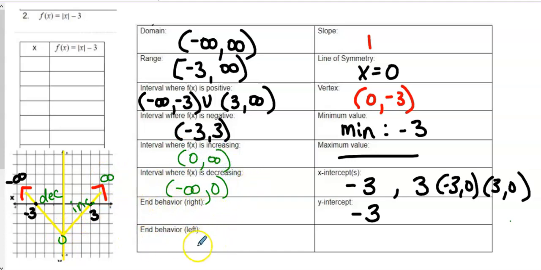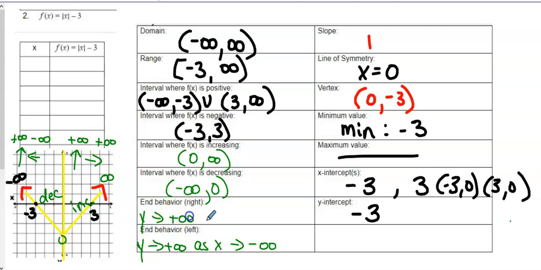All right, end behavior right and end behavior left. I always like to do the left side first. So on the left, it's going up and to the left. That is positive infinity and negative infinity. So the way I would say that, on the left side, I would say y approaches positive infinity as x approaches negative infinity. And then on the right side, it's going up and to the right. That's positive and positive. Y approaches positive infinity as x approaches positive infinity.